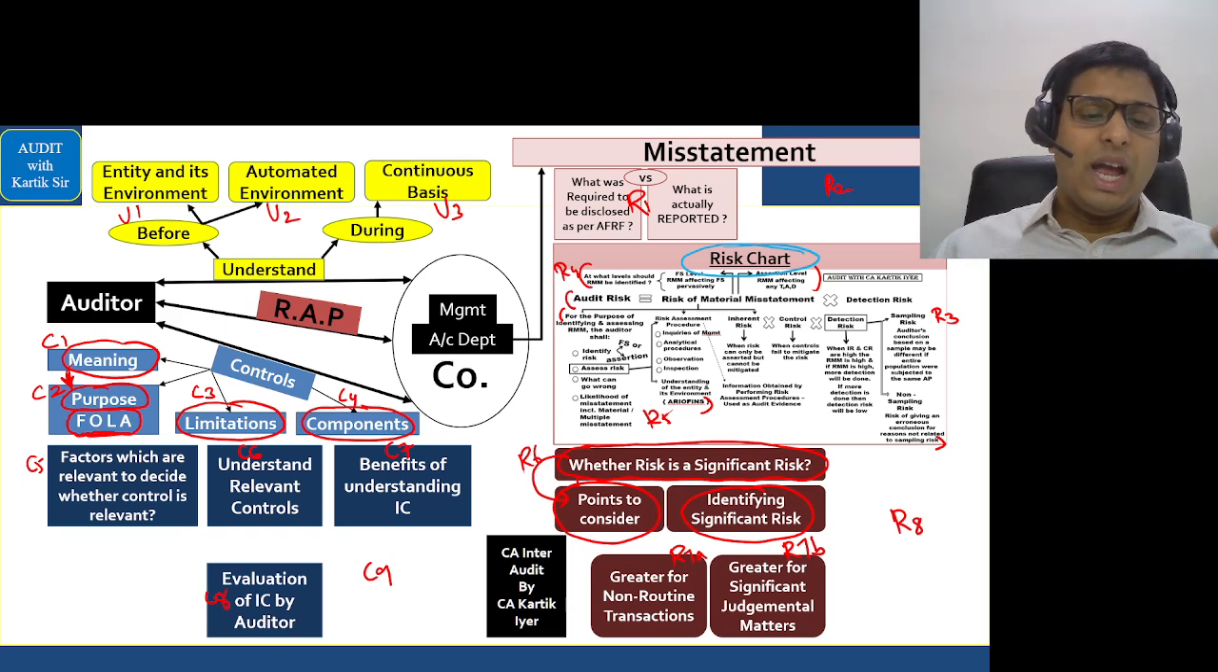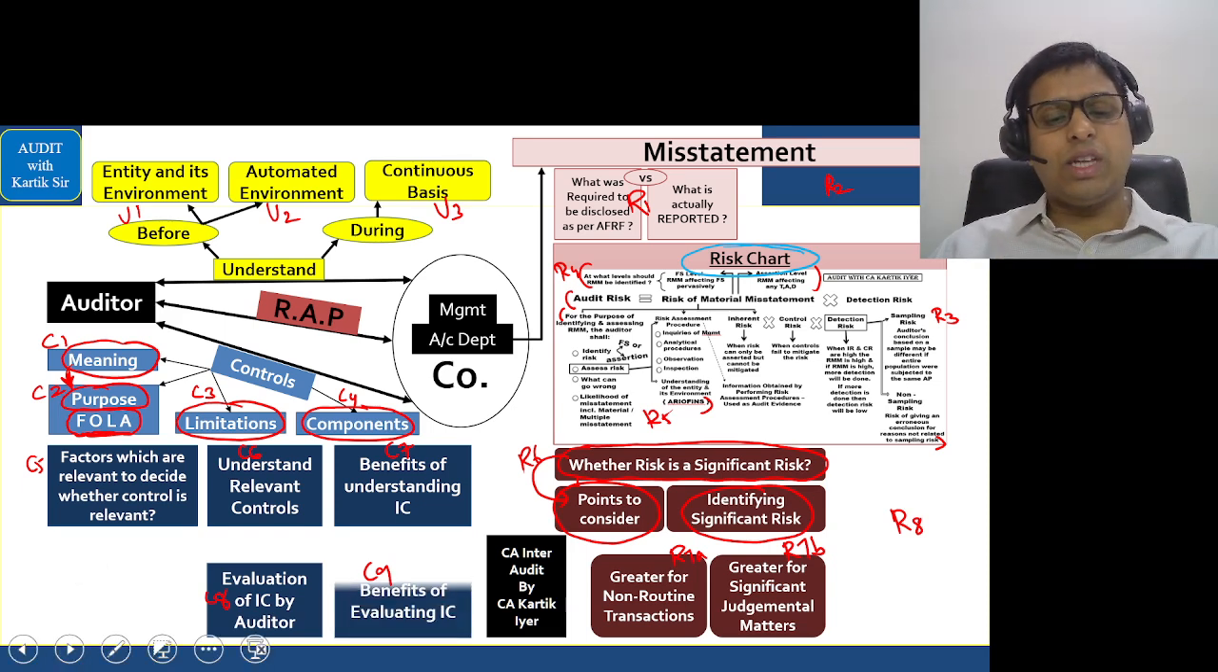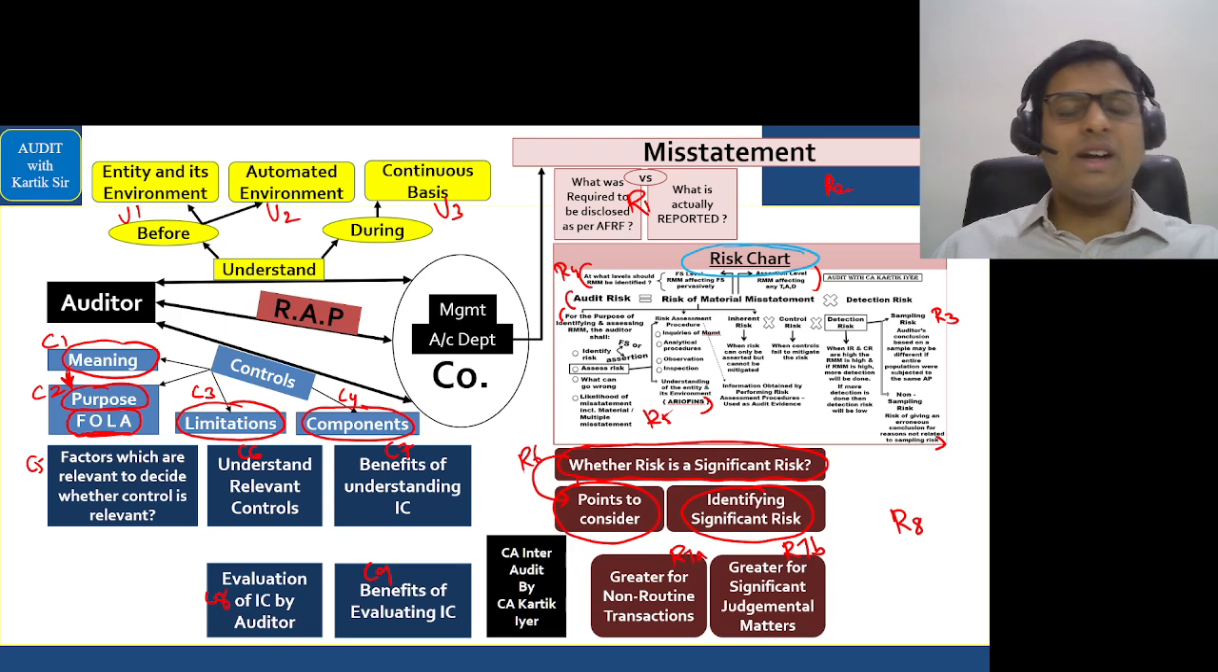Next is in relation to what the benefits of evaluating internal control are. In this, we have done the Sare Jahan Se Acha song. We have done this.